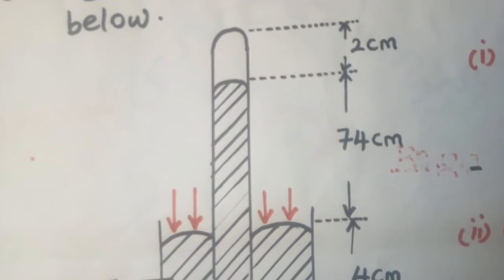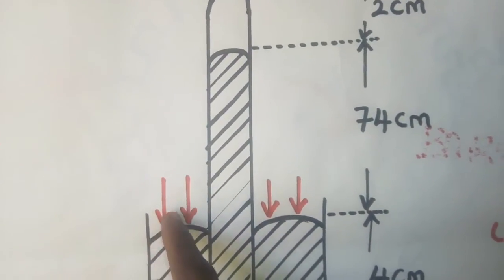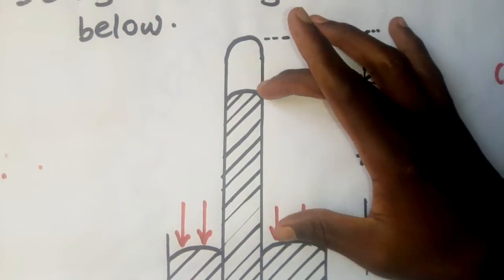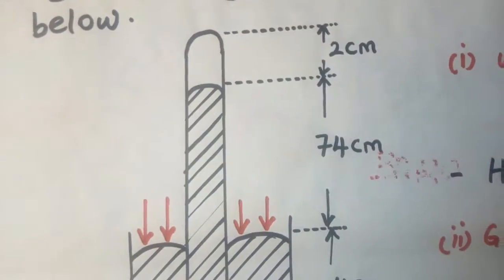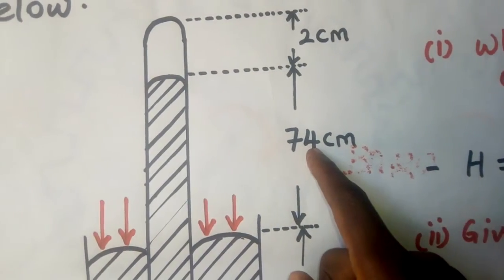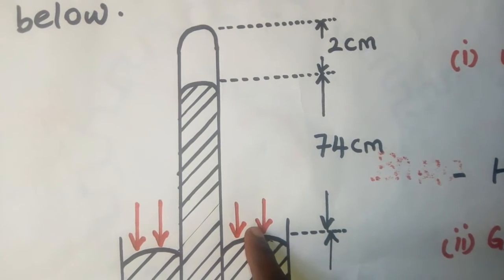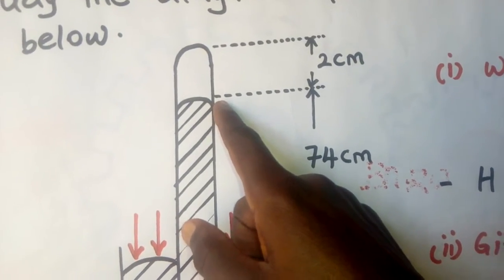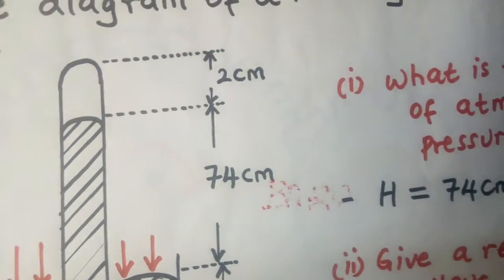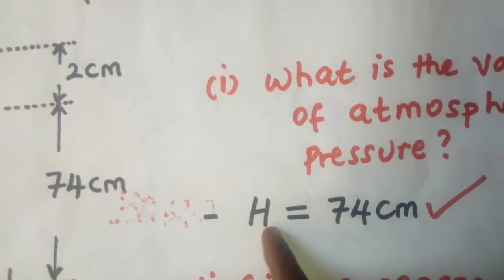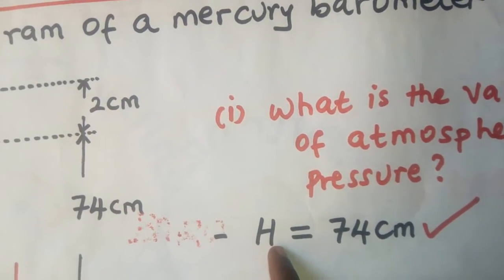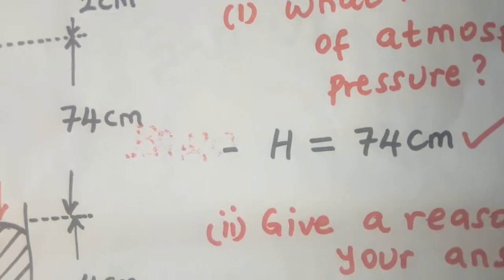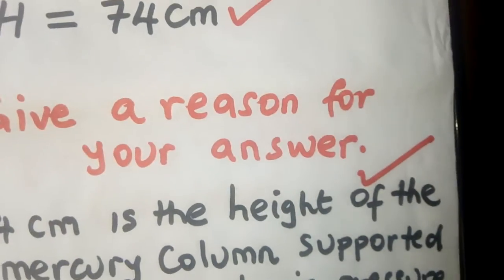We said atmospheric pressure is the distance between the mercury in the dish and where the mercury level ends. This distance is actually the atmospheric pressure. So our answer is supposed to be 74. From the top of the mercury in the dish up to where the mercury level ends in the tube, that is a distance of 74. So we shall say atmospheric pressure, which sometimes we use capital H to represent, equals 74 centimeters. As simple as that.